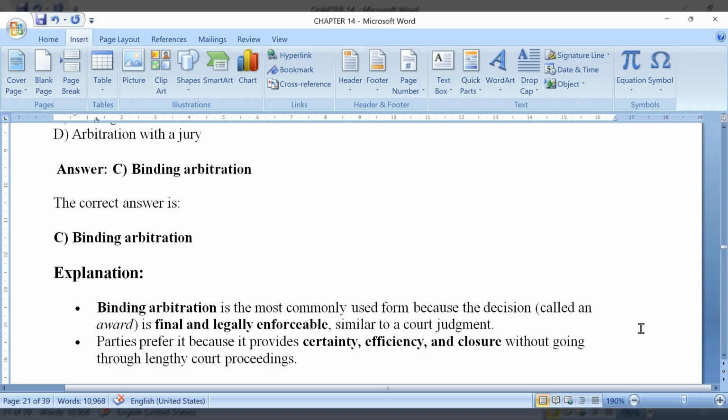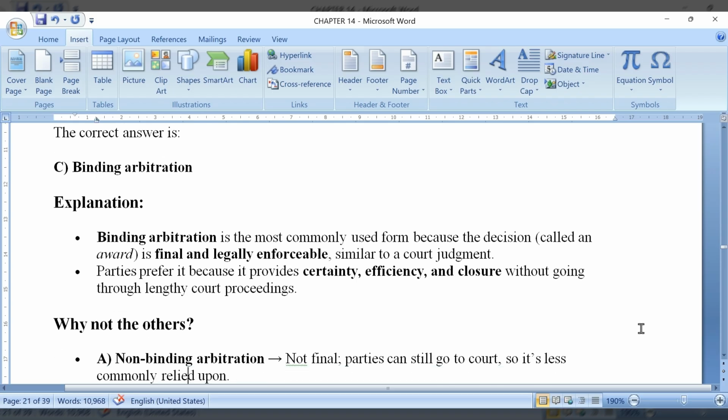Binding arbitration. Explanation: binding arbitration is the most commonly used form because the decision, called an award, is final and legally enforceable, similar to a court judgment. Parties prefer it because it provides certainty, efficiency, and closure without going through lengthy court proceedings.